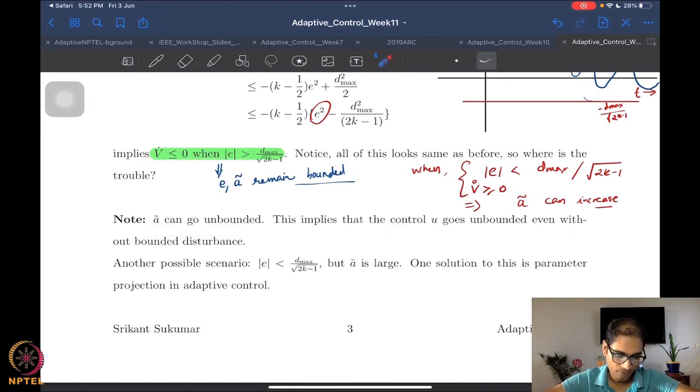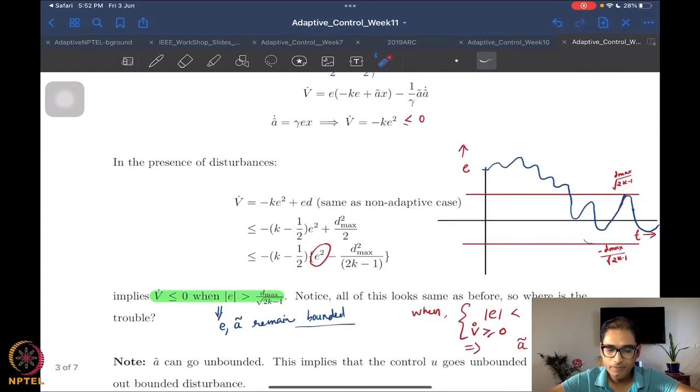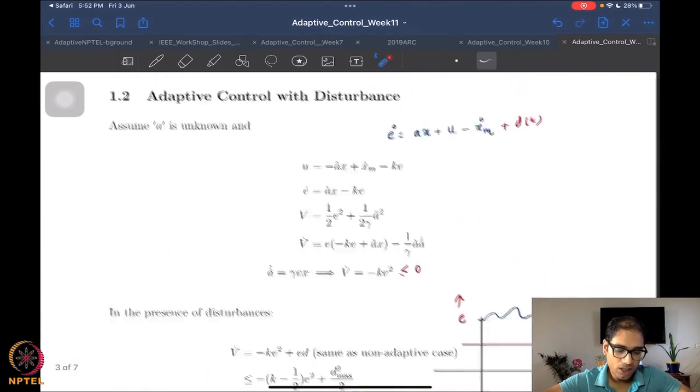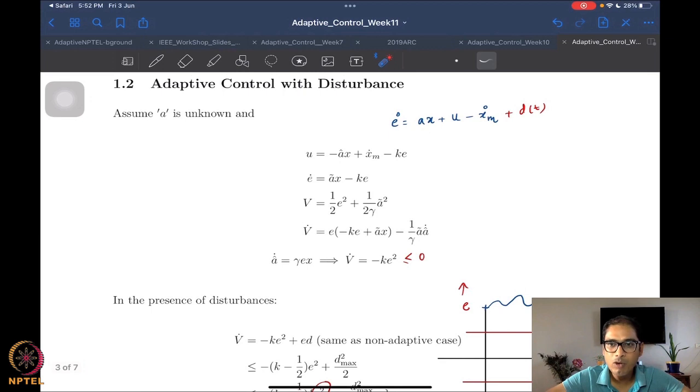All right. So the issue is, if you implement this control, then your error will go into this nice residual set, which you can even make smaller with increasing gain. But interestingly, you may end up needing infinite control. And as you can imagine, no actuator can provide infinite control. Until now, in all our adaptive design, all the terms are bounded.